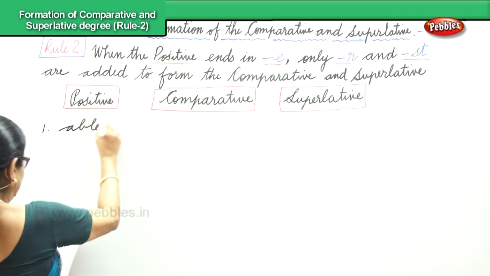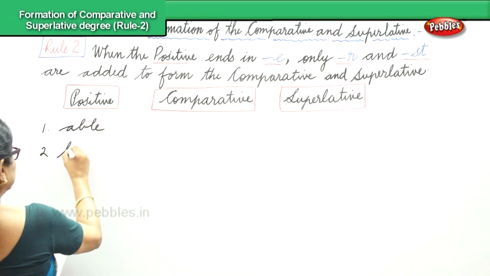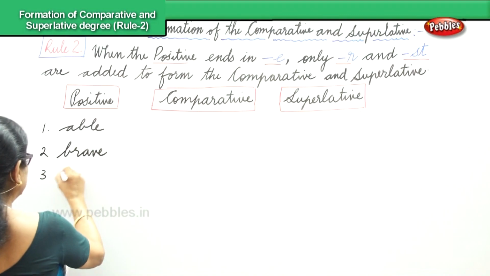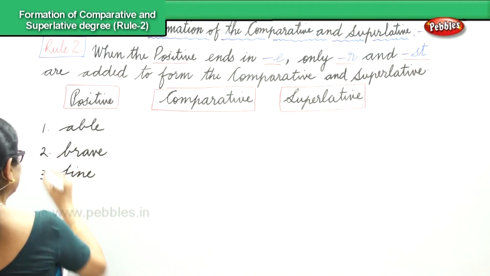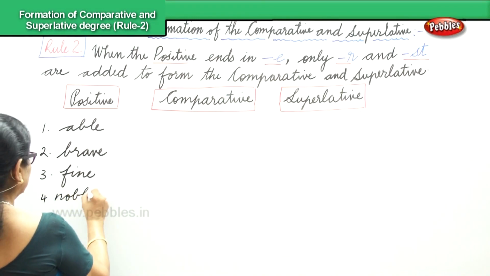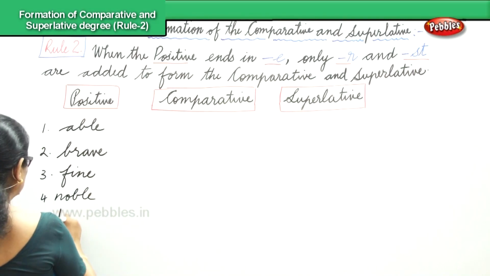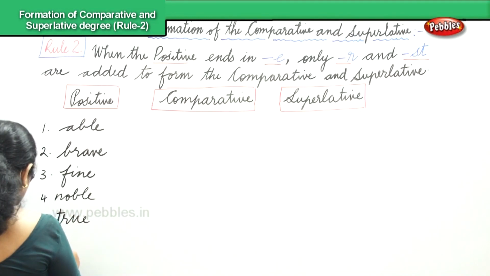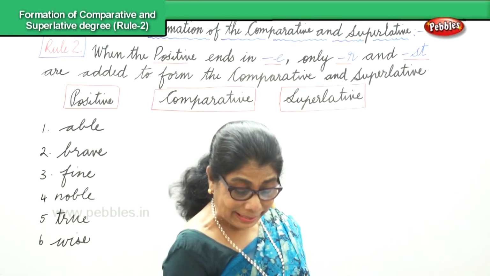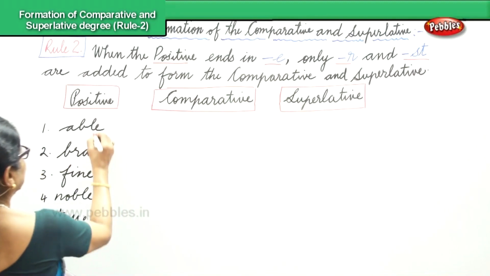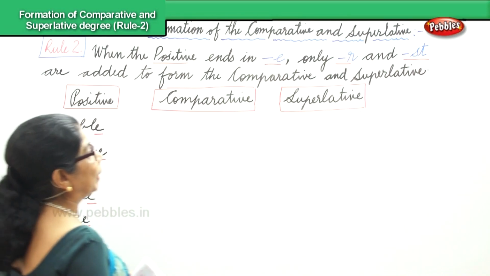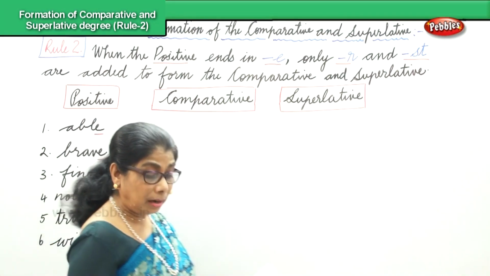Able, brave, fine, noble, true, and finally wise. All the positives are ending in E. That's what we need to look at. When the positive ends in E, what do we need to do? To form the comparative, we add R.